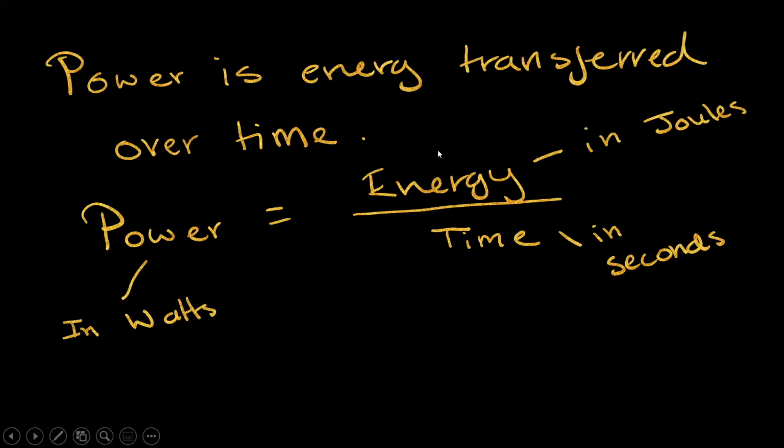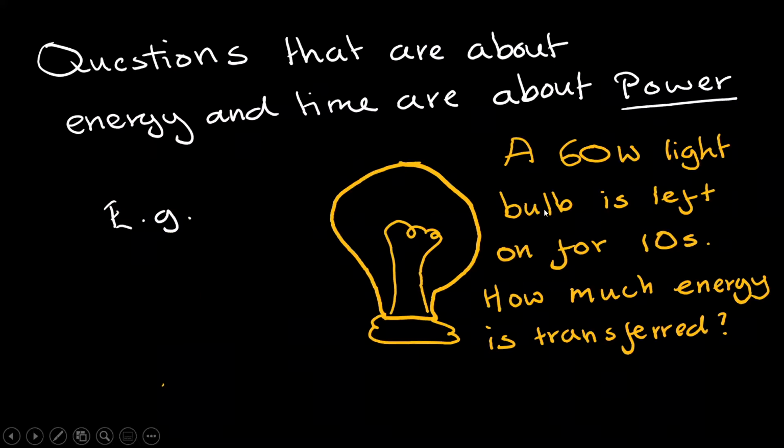Okay, so first we need to know what power means. So the easiest definition is power is energy transferred over time. So power is given the unit in watts, energy is in joules, as it always is, and time usually in seconds. I'm not going to convert between units with time, but the standard unit is seconds, okay?